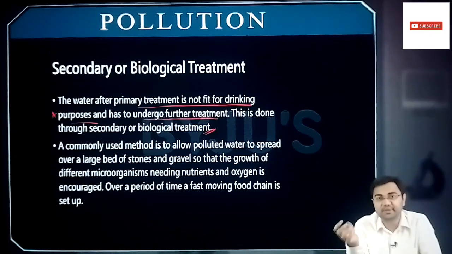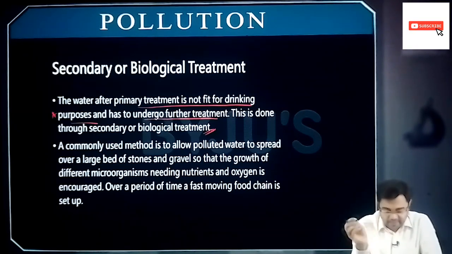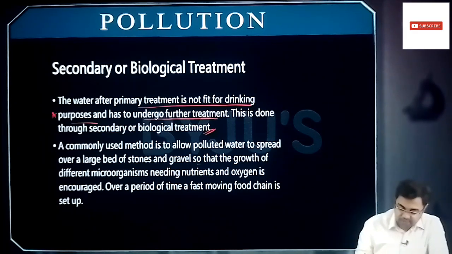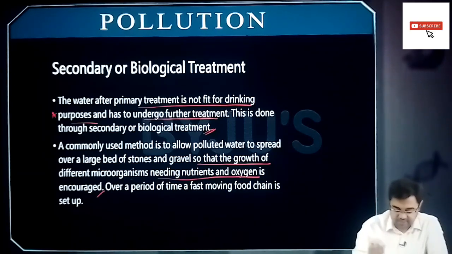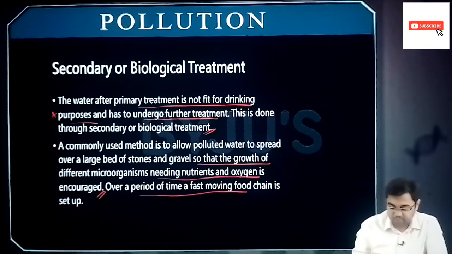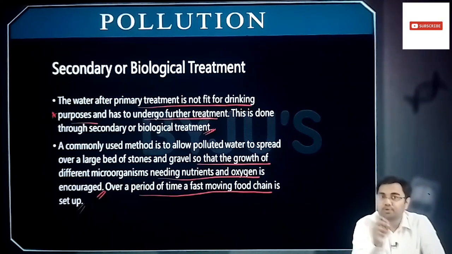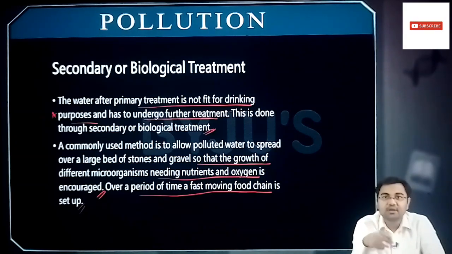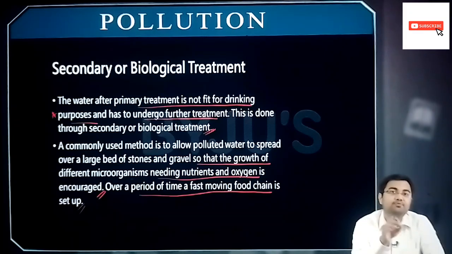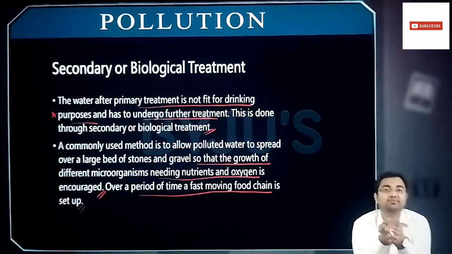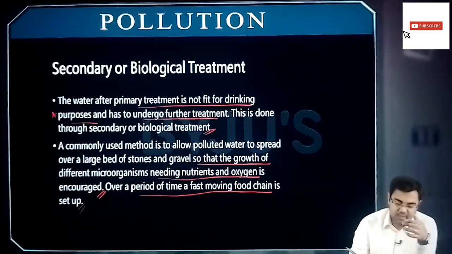A commonly used method is to allow the polluted water to spread over a large bed of stones and gravel so that the growth of different microorganisms needing nutrients and oxygen is encouraged. Over a period of time, a fast moving food chain is set up. For example, the bacteria consume organic matter from the polluted water. Then the protozoa live on bacteria. Every form of organism, including bacteria, fungi and algae, helps in the cleaning up process. This is called the secondary treatment.